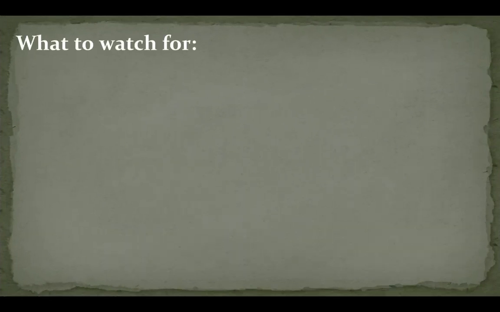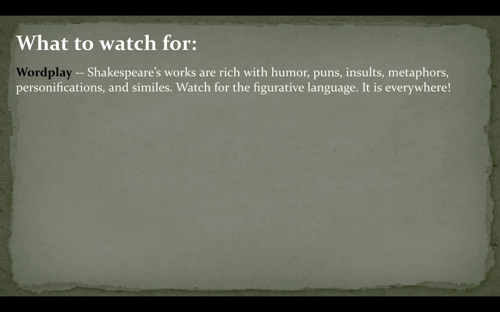Okay, there are some things that we're going to be watching for as we watch the movie Romeo and Juliet and read excerpts from it. One is wordplay. We've talked about this. There are all kinds of examples of humor, puns, insults, metaphors, personifications, similes, all this kind of stuff. Lots of puns. Of course, that's one of our vocabulary words. So we're going to be watching for wordplay.